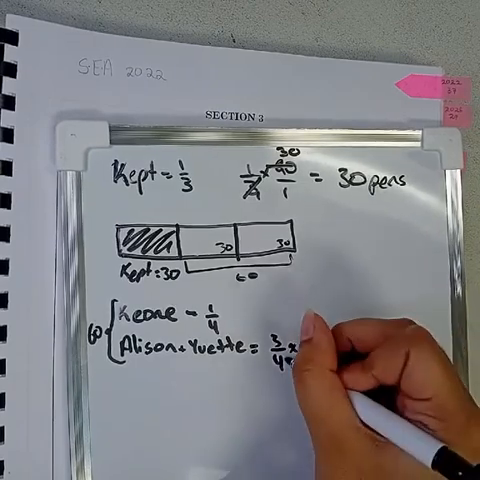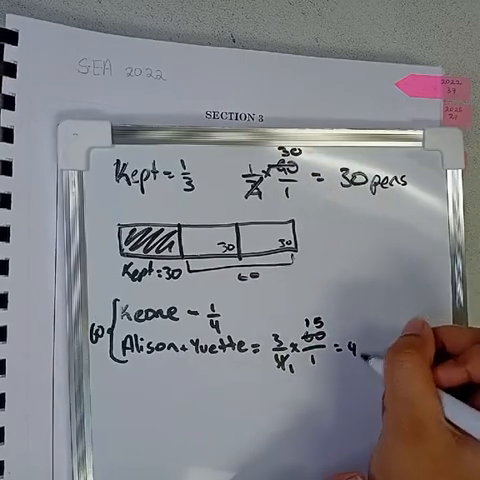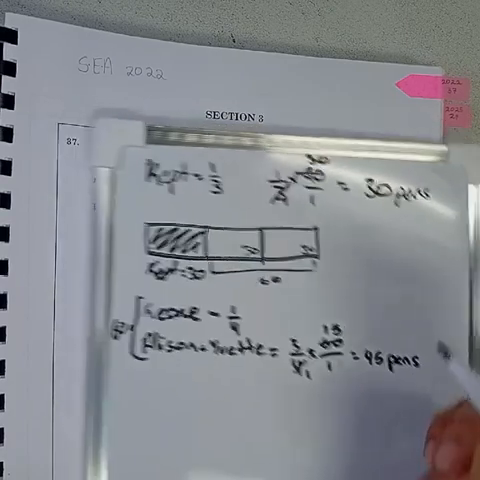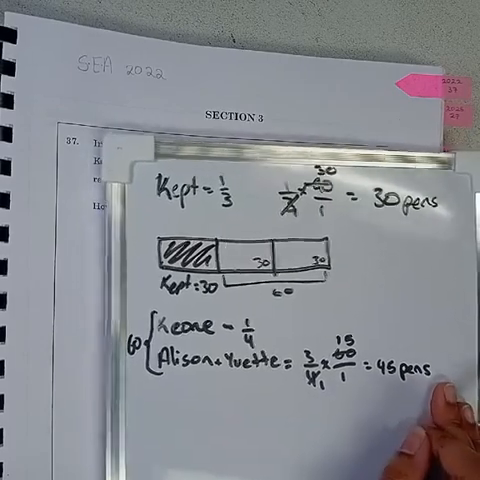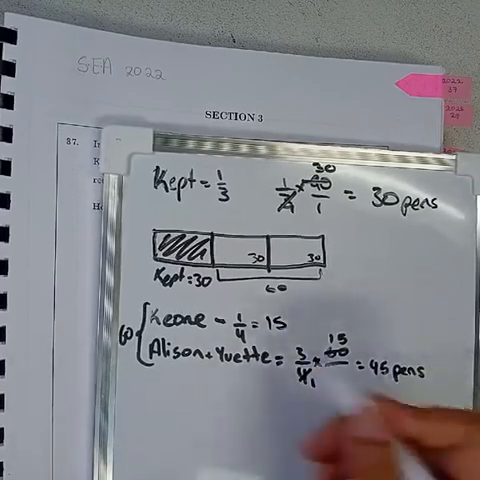When we divide 60 by 4, we get 15, 15 times 3, 45. 45 pence. Okay? So we know that Allison and Yvette got 45 pence. Okay? Q obviously got a quarter, so she would get 15, right?